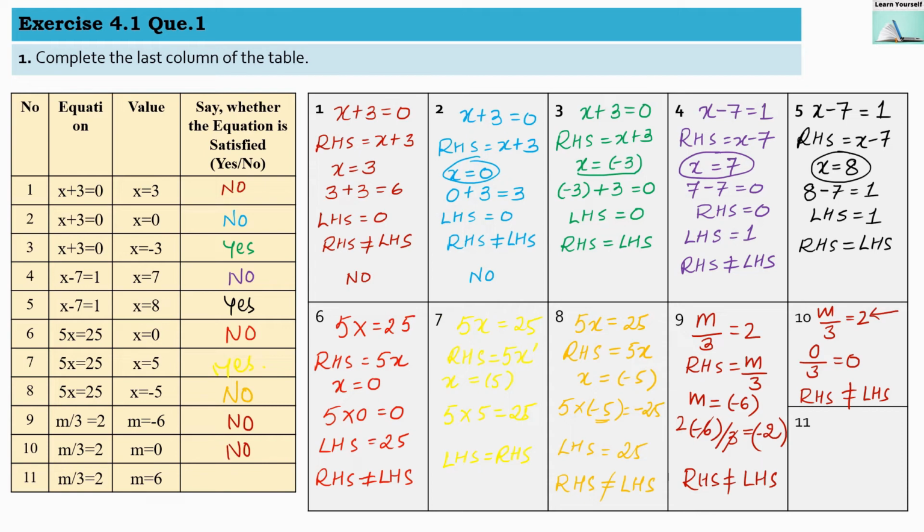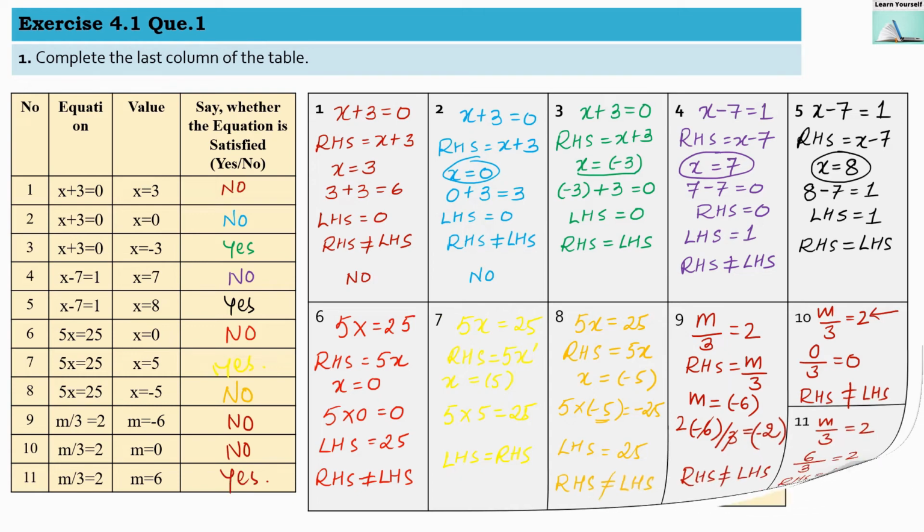Now 11th is m by 3 equals to 2 and here we are taking m equals to 6. So we will get 2 here. So LHS and RHS both are equal to each other. So RHS is equal to LHS, and when we are taking m equals to 6, this equation holds true. So yes, for this value, that m equals to 6, this equation will hold true.